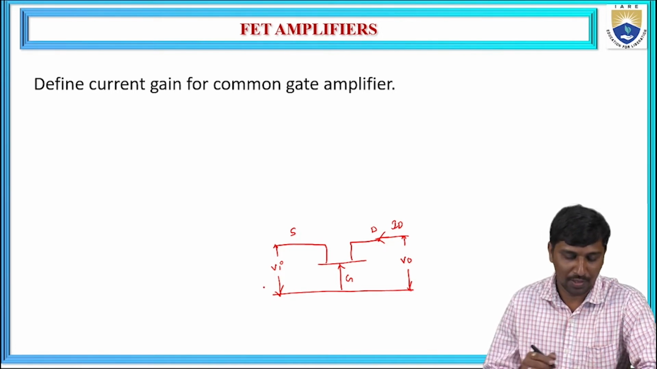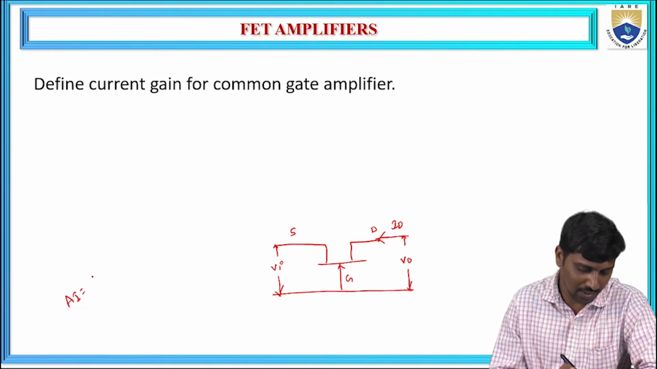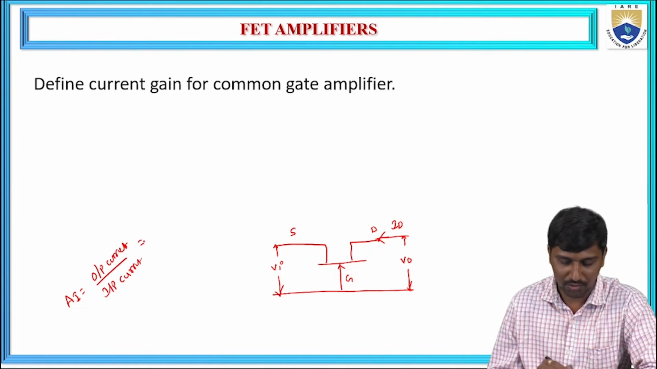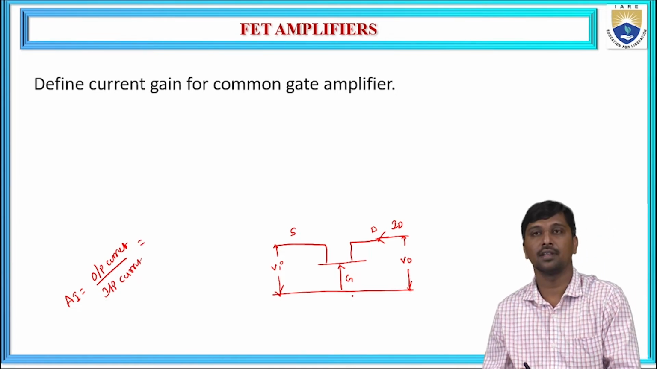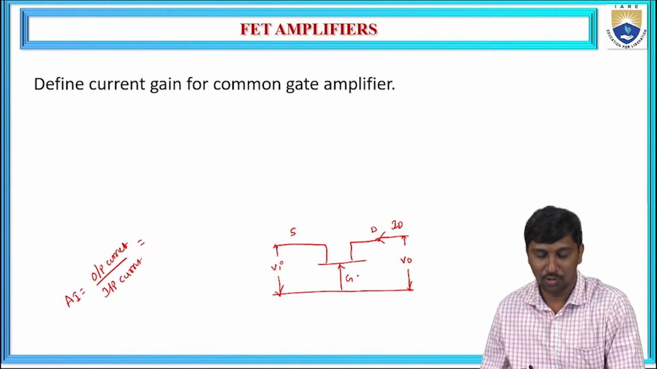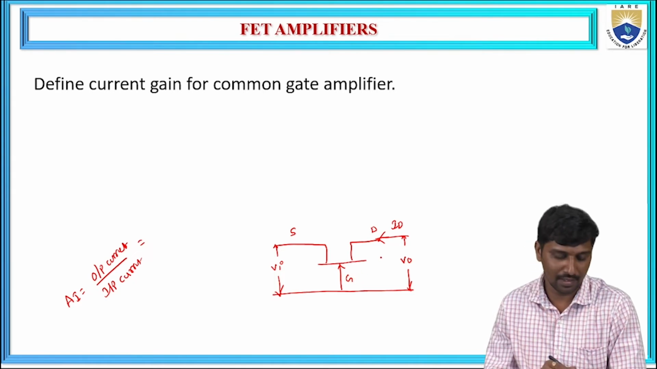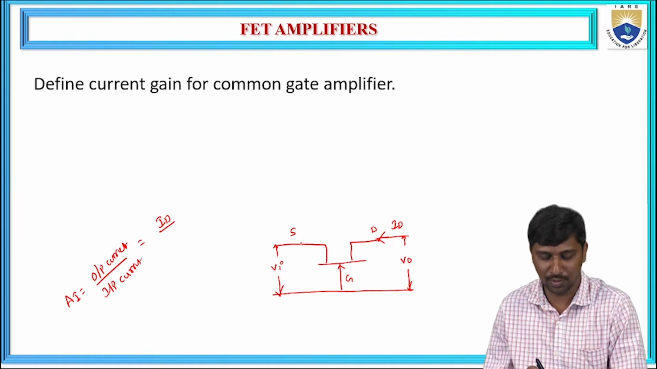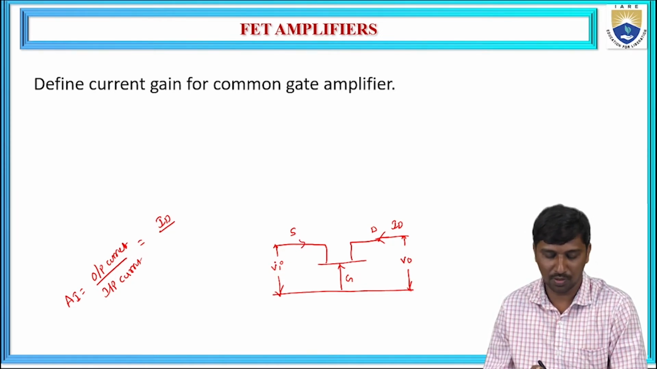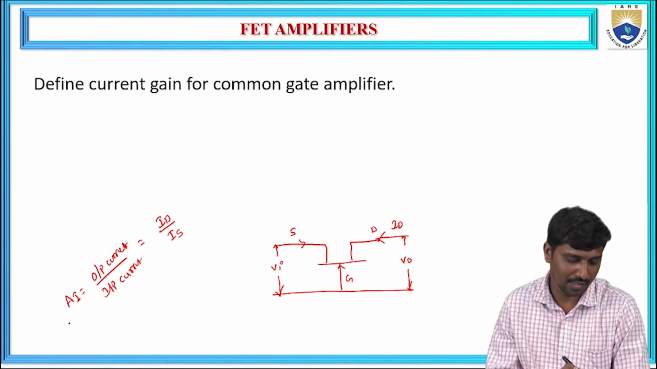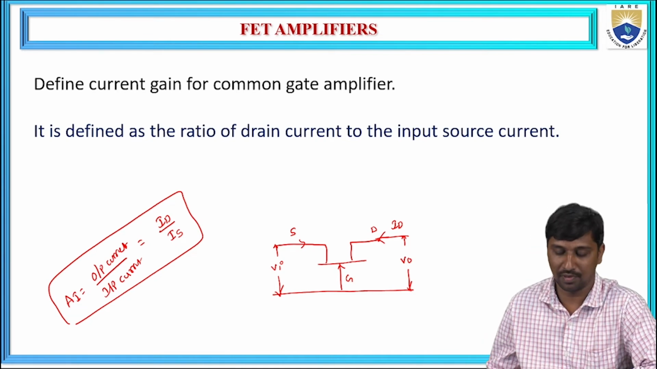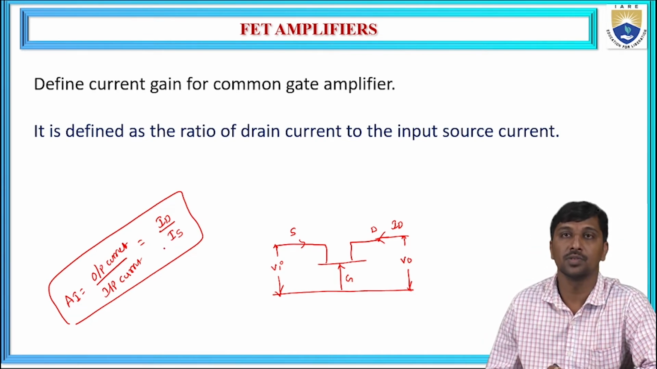Now we need to find the current gain, which is the ratio of output current to the input current. If you observe a common gate amplifier, the output current is measured across the drain. Hence, it is defined as the drain current to the input current. The input is passing through the source, and that is the reason it is defined as IS. So it is defined as the ratio of drain current to the input source current.